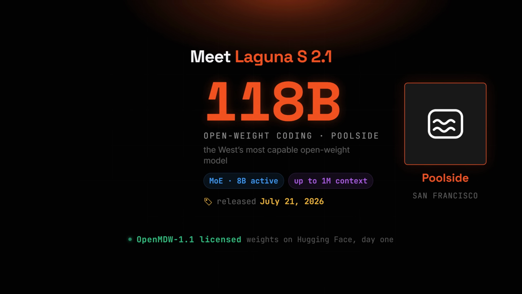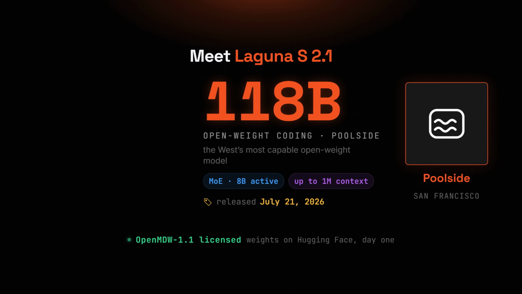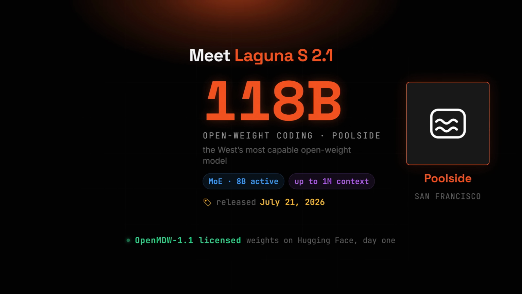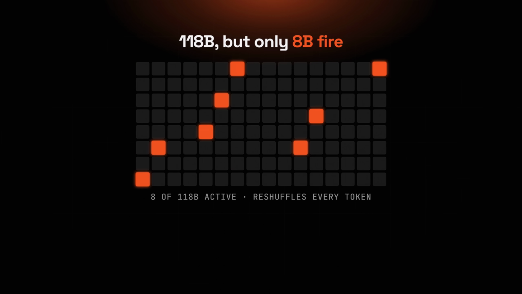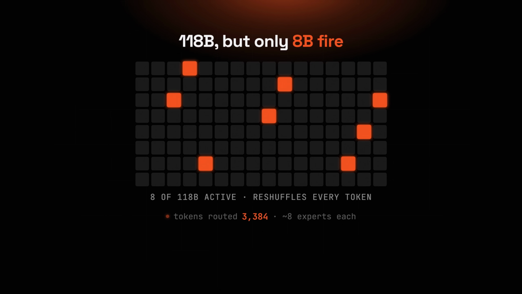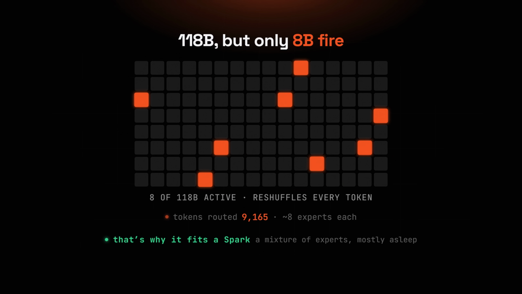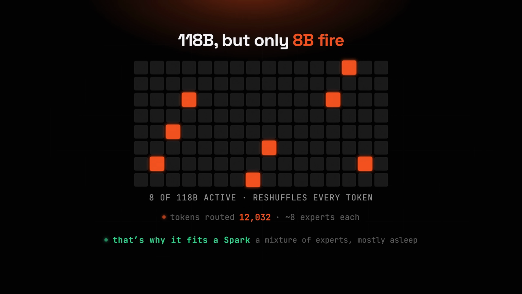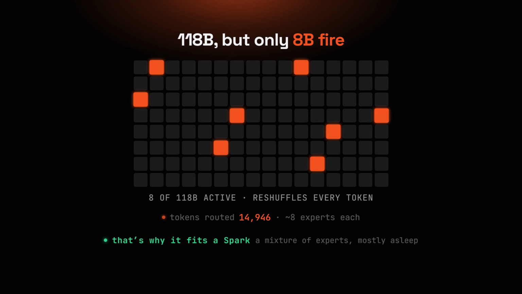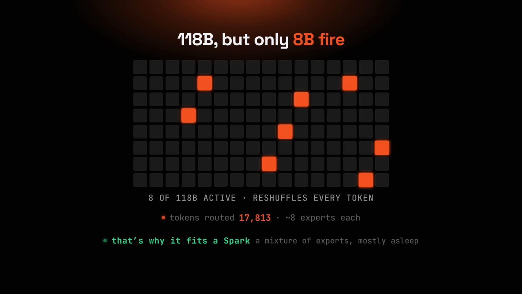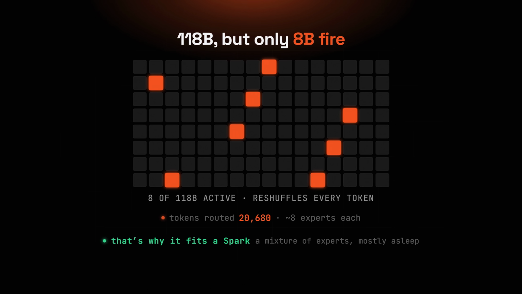and the model built for exactly this box landed on July 21st, Laguna S 2.1 from a San Francisco startup called Poolside, an open-weight coding model, and a genuinely surprising one. It is 118 billion parameters, but only 8 billion are active at any one time. That is a mixture of experts, most of the model sits dormant on each token, and that sparsity is exactly why it drops onto a single Spark and still runs fast.